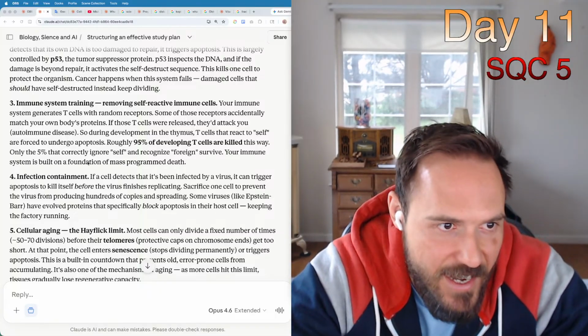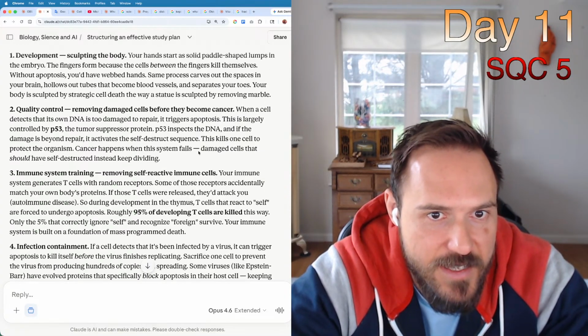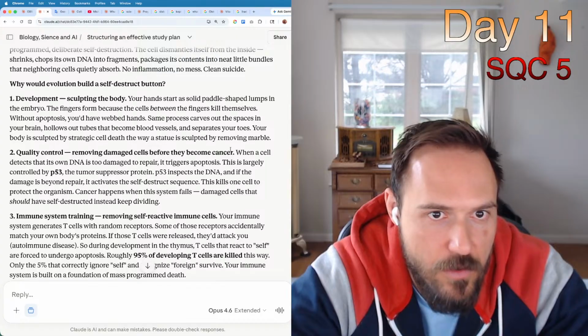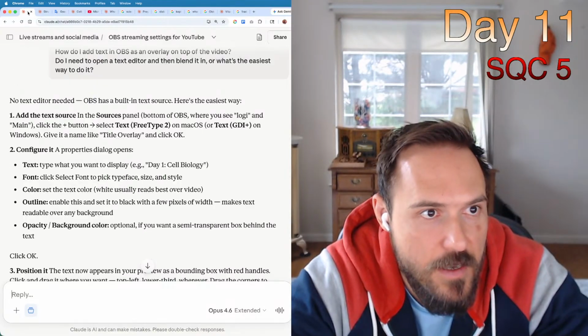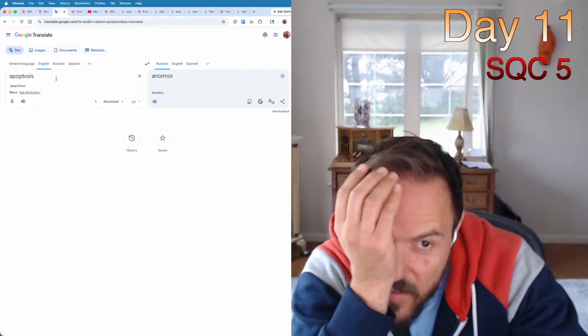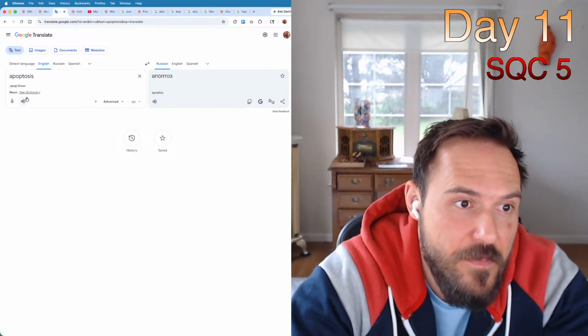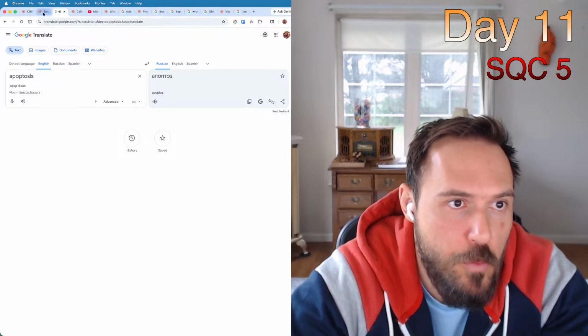And this is exactly what it is. The clean suicide that's called apoptosis will actually eliminate the killers.